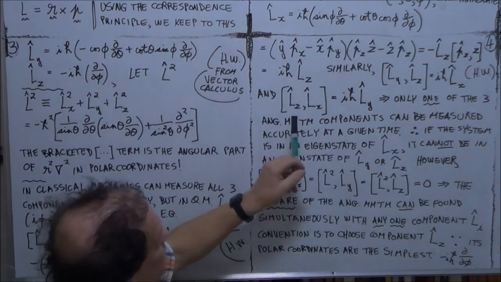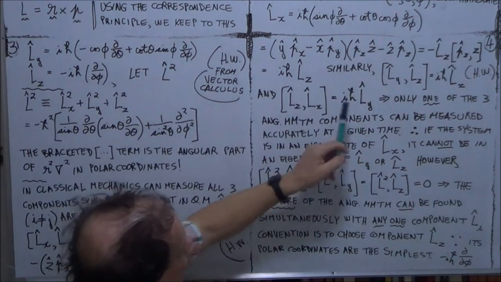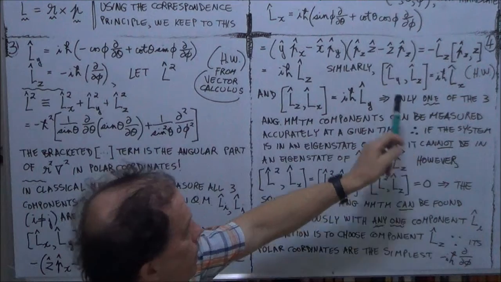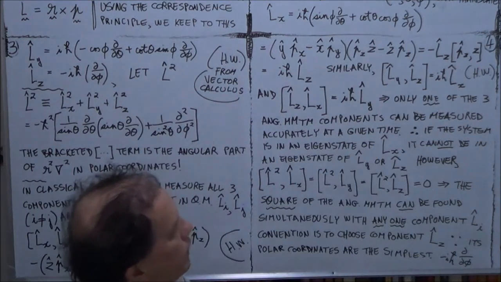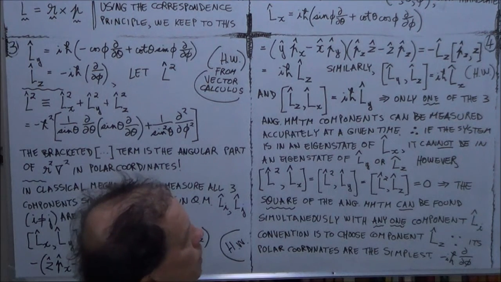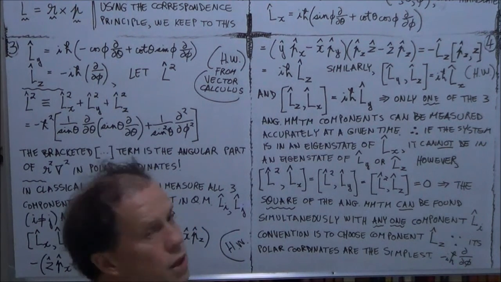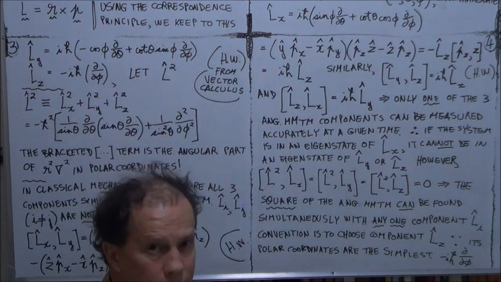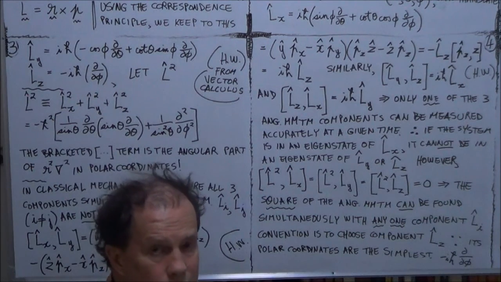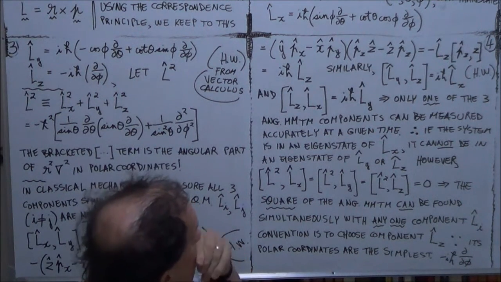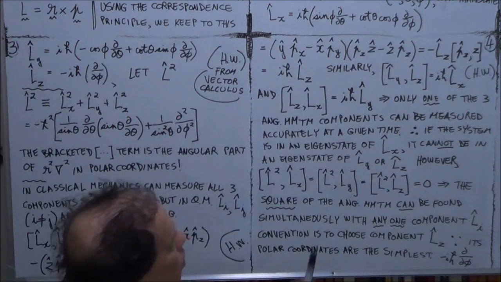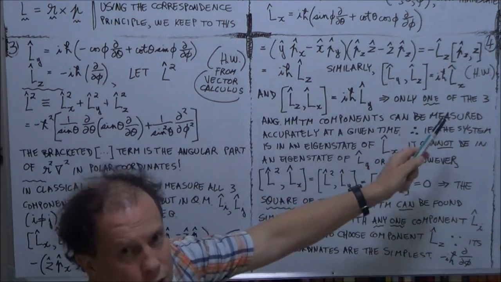Okay, so for all three possible distinct pairs, all of them are non-zero. The commutators are non-zero. So any pair of those 3 components, Lx, Ly, Lz, they are all incompatible. Okay, any pair is incompatible. All right. Okay, so that means that you can only measure one of them with accuracy.